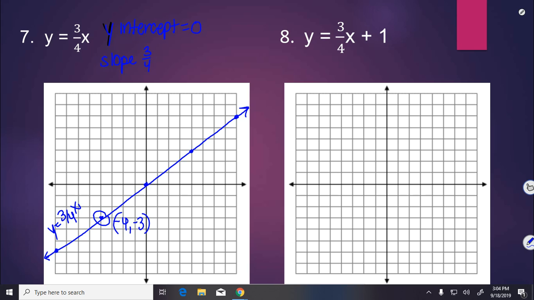All right, one more, number 8. This time the y-intercept is 1. And the slope is 3/4. So now I start at +1 on the y-axis and go up 3, right 4, up 3, right 4, or in the opposite direction, down 3, left 4, down 3, left 4.